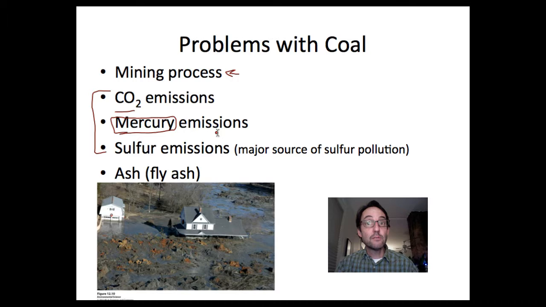Mercury is a neurotoxin, and it causes birth defects, and we'll talk more about this in later chapters when we talk about environmental health. It's nasty stuff. We don't want it in our bodies. But most of the mercury in the environment comes from coal. So coal is the major source of mercury.